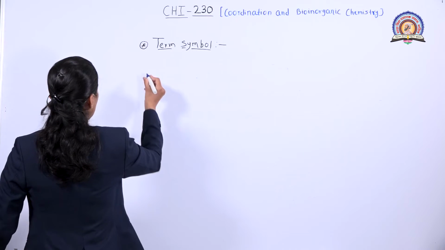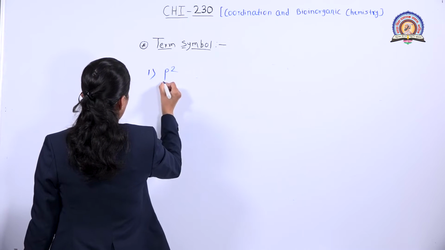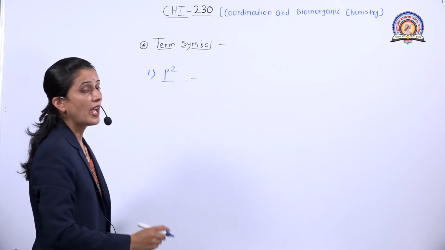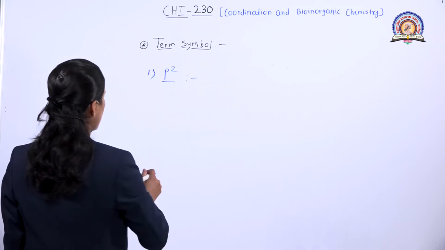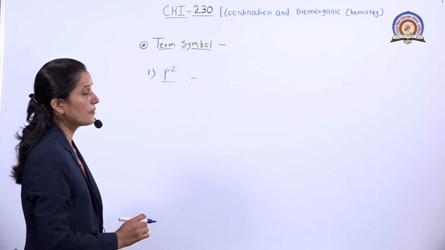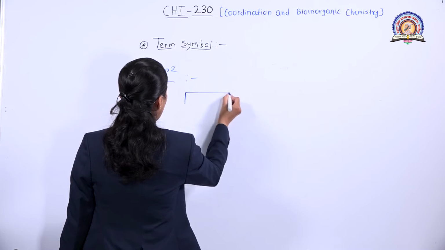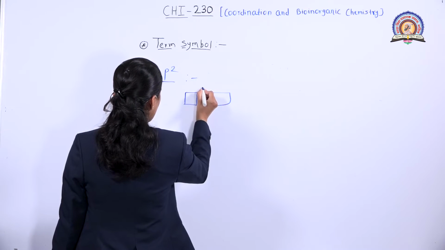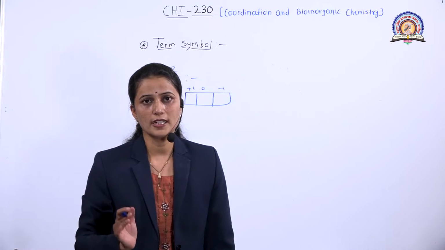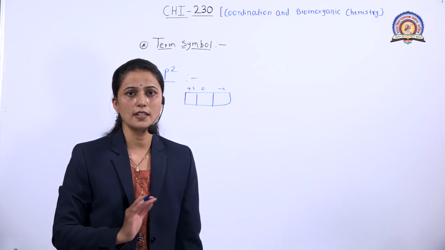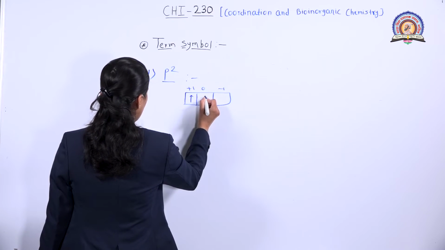Let's see the first example, that is P2 configuration. Suppose we have P2 configuration and we have to calculate its RS term or GS term. So let's see how to calculate. As we know, the first step is calculation for ML value. So we have p orbital, with 0, plus 1, minus 1. I will not explain how to fill electrons because this is the basic one and I think all of you know these concepts. So let's see 2 electrons, 1 and 2.